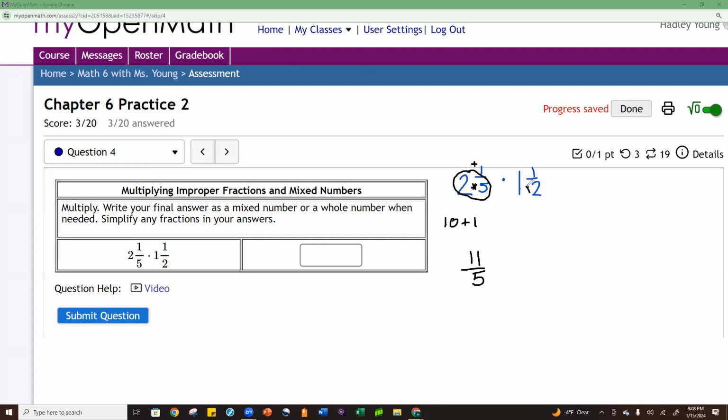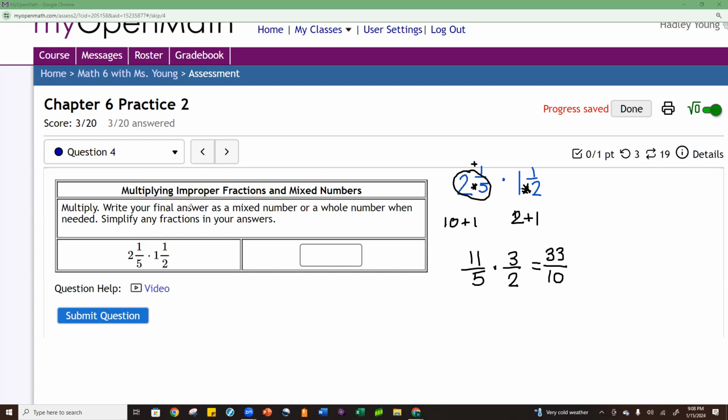Here I have 1 times 2, plus the 1. 1 times 2 is 2, plus 1 gets me 3. Same denominator. Okay, we multiply across the numerators, the top. 11 times 3 is 33. Then we multiply across the denominators, the bottom. 5 times 2 is 10.